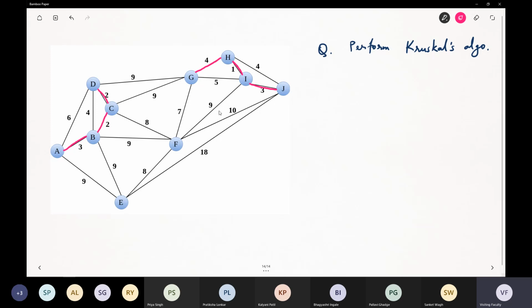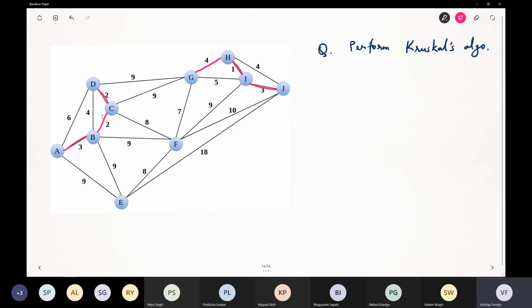Now among the remaining edges, what is the minimum edge weight? You have 5, but if you take 5, then GI will form a 3 cycle. You cannot do that. If you put that away from the further remaining edges, what is the minimum edge weight? There are edge weights 9, 10, 7, 8, 6.